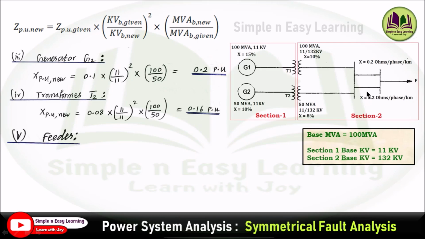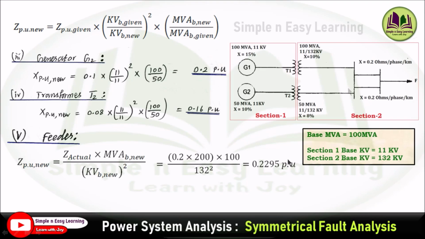And the feeders, a transmission line here, I will be having two lines connected in parallel and both having the same values of X equal to 0.2 ohm per phase per kilometer. In order to calculate the new value, you can use this formula: Z per unit new equals Z actual into MVA base new divided by kV base new the whole square.